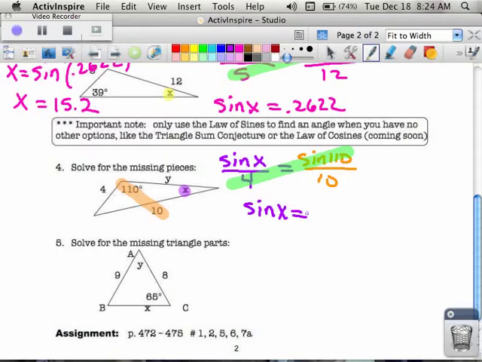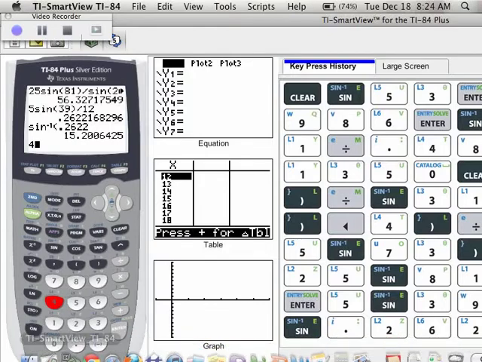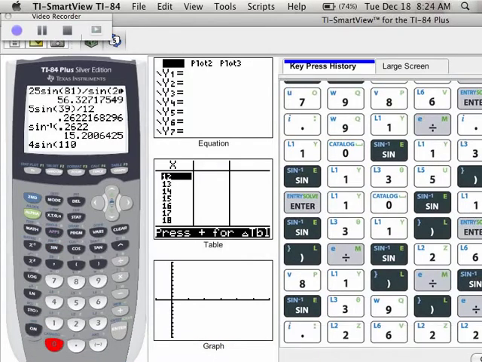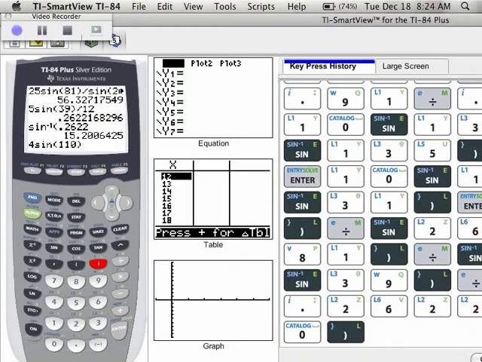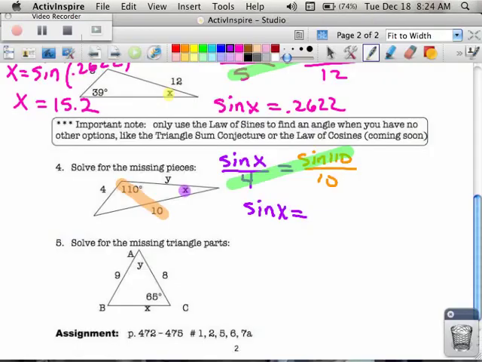So 4 sine 110 divided by 10. And I get 0.3759. In order to find my x, I'm going to inverse sine that.